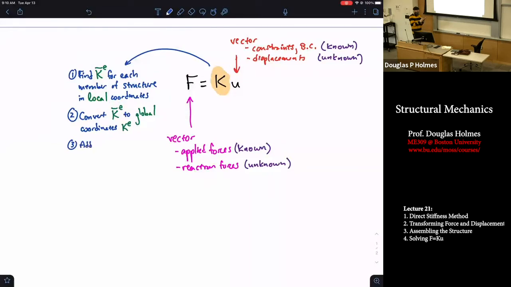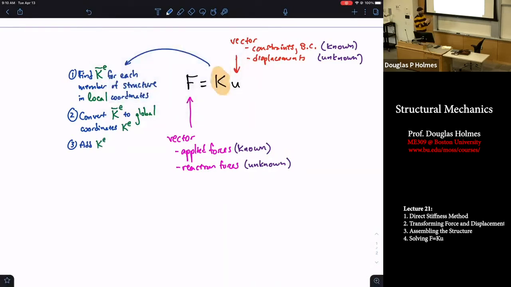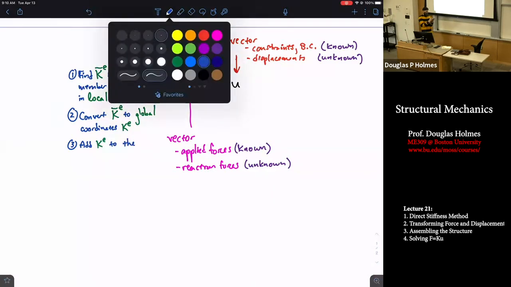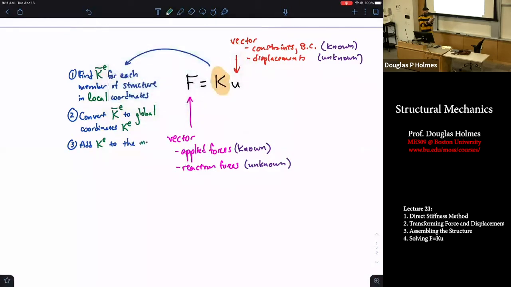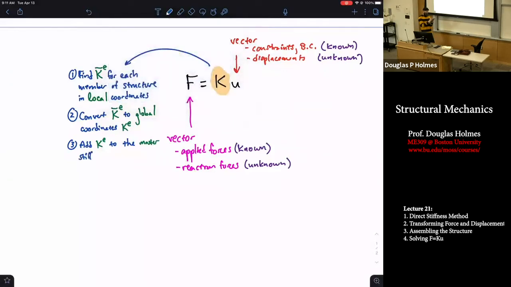And then we add the global coordinate stiffness matrix, the master stiffness matrix. And now we're in a position to solve. But we don't know K.